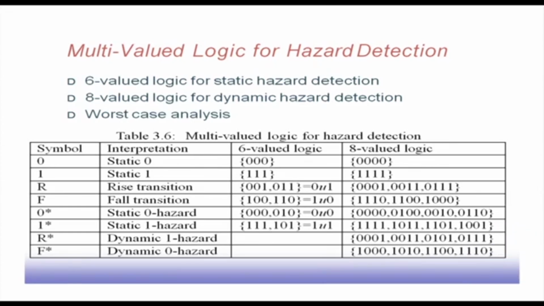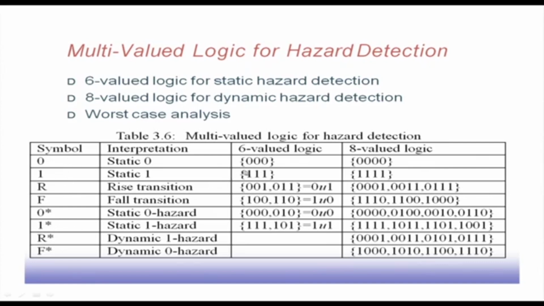So, for the static 0 and static 1, this 6 valued logic is sufficient. So, we have got these 6 symbols: static 0, static 1, rise transition, fall transition, static 0 hazard and static 1 hazard. So, up to this symbol 0, 1, R, F, 0 star and 1 star, they are the symbols for 6 valued logic.